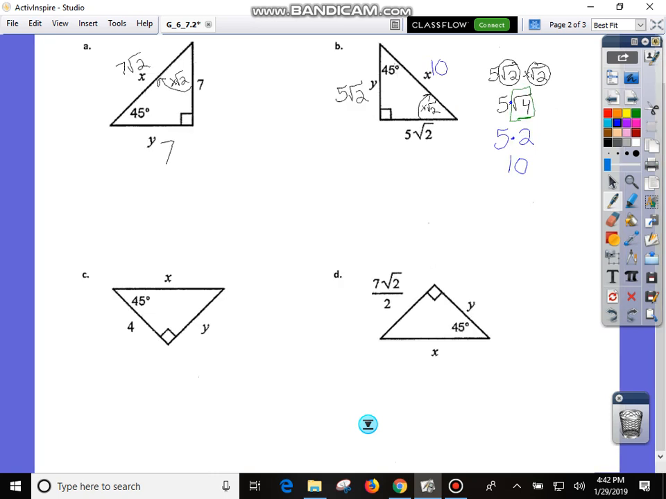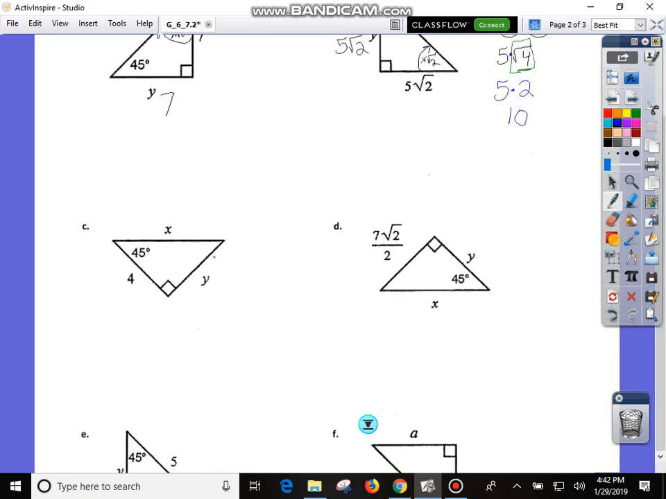If we go on to letter C, again, my two legs are equal to each other, so this is 4. And then to get from my leg to my hypotenuse, I just multiply by root 2. And so this is 4 root 2. My letter D here, I've got my leg given to me as 7 root 2 over 2, and some of you are like, that's nasty. Well, this one is the exact same thing, 7 root 2 over 2. Don't make it more complicated. And then remember, to go from your leg to your hypotenuse, you multiply by root 2.